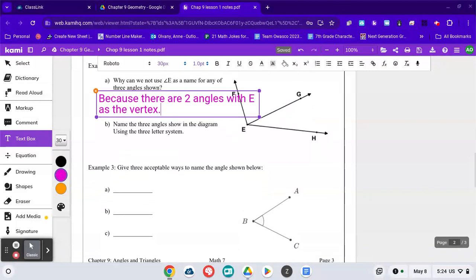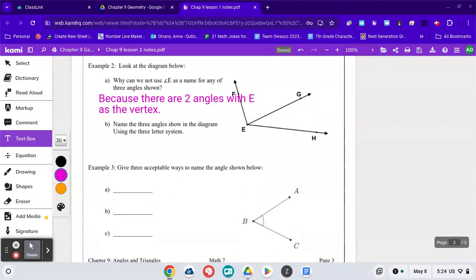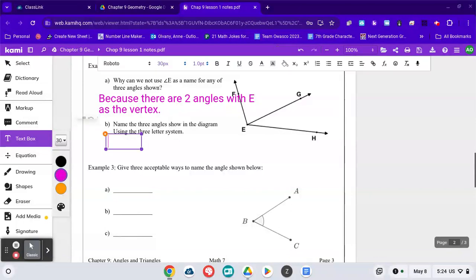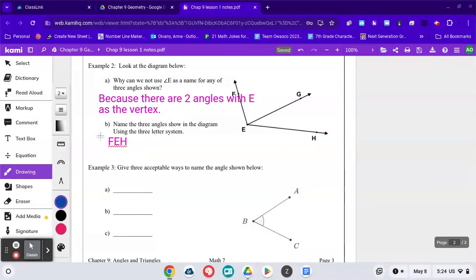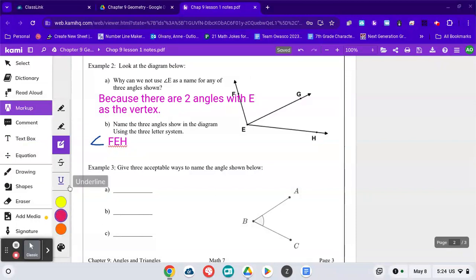But we can use our 3-letter system, name the three angles shown in there. So we're going to do angle, there's a huge angle, FEH. Can you see that one? FEH is this large angle here.